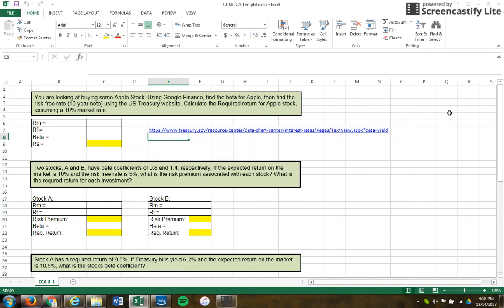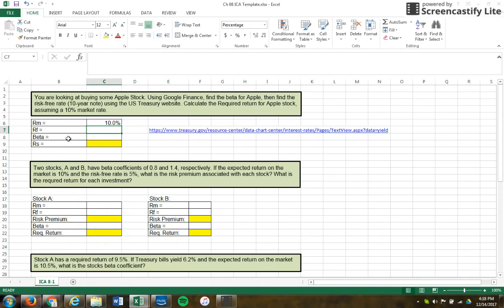So we are going to work through a few problems here calculating some of the required returns using CAPM. We'll start here at the beginning. We're looking to buy some Apple stock using Google Finance, and we need to find the beta for Apple, then find the risk-free rate, the 10-year note, using the U.S. Treasury website, which I give you right here in your practice sheet. Once we find that information, we can calculate the required return for Apple stock, assuming a 10% market rate. So first of all, we are given a 10% market rate, and we're going to go ahead and assume that.